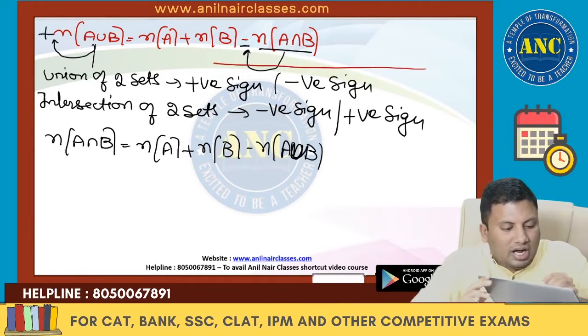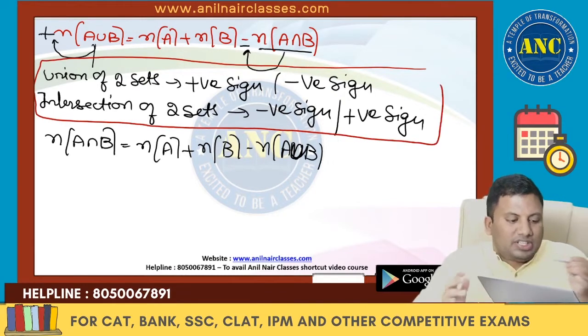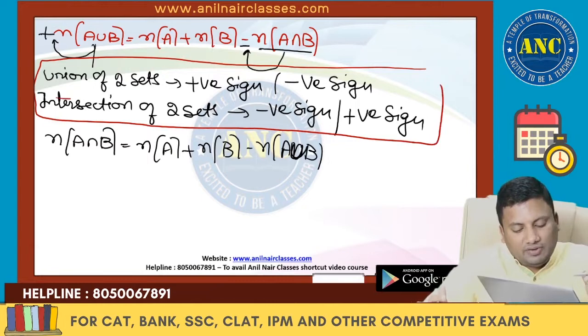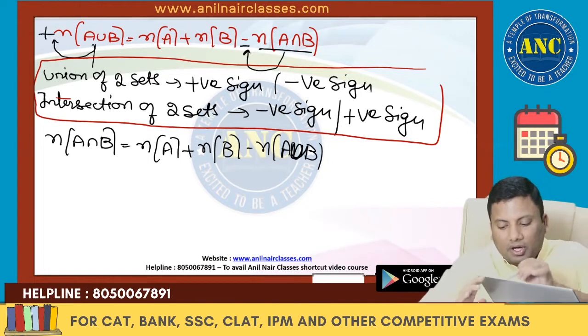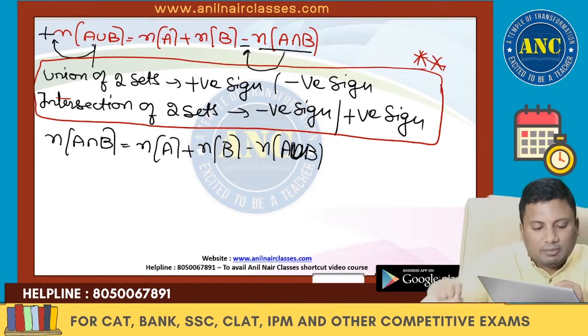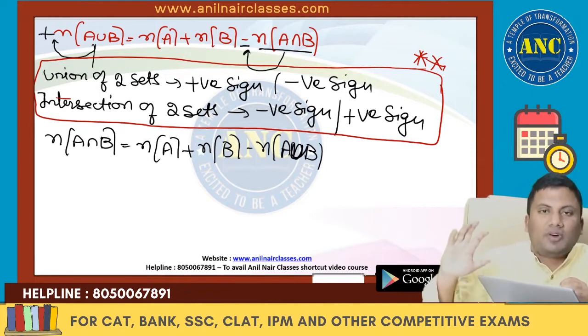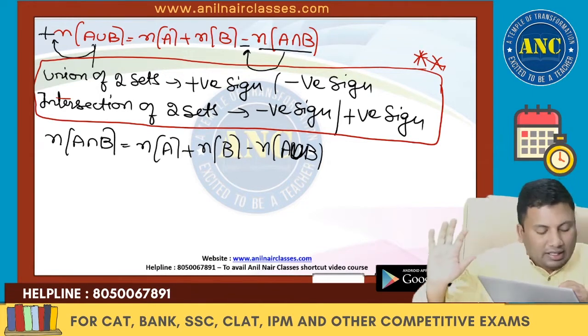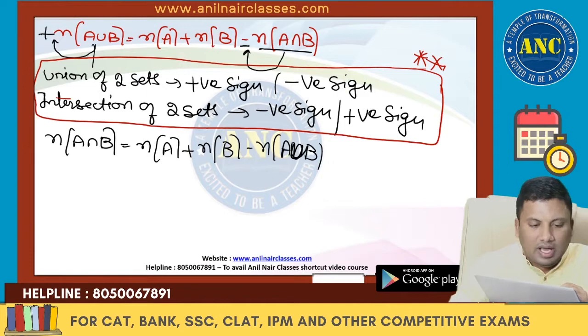I hope this concept is clear. Union of two sets, if it is positive sign, intersection of two sets will be negative sign. If the union of two sets has got a negative sign, intersection of two sets is positive sign. Again, I will come back to this point. We will park this concept for some time. I will bring it back to the execution once I discuss the maxima and minima type number 1. Union positive sign, intersection negative sign. Union negative sign, intersection positive sign. I hope it is clear.